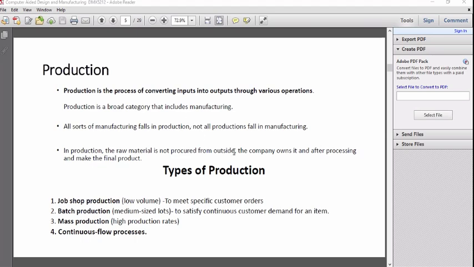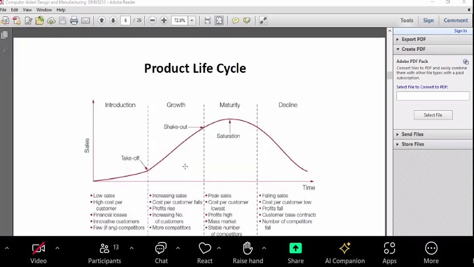So these are the types of production, as I said: job shop production, batch production, mass production, and I will explain each and every one later in different slides.